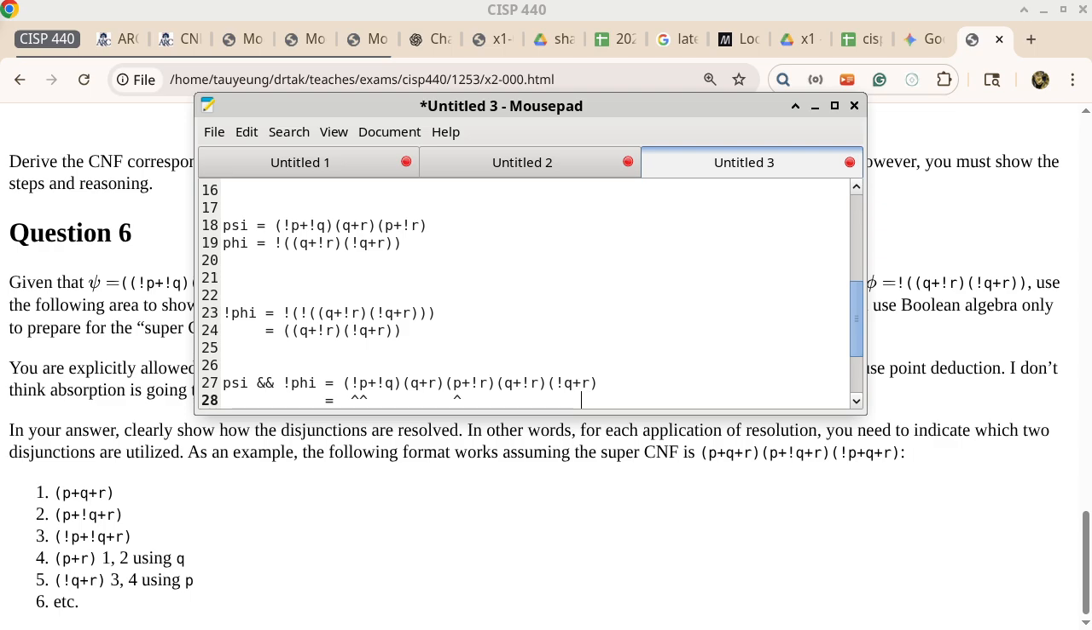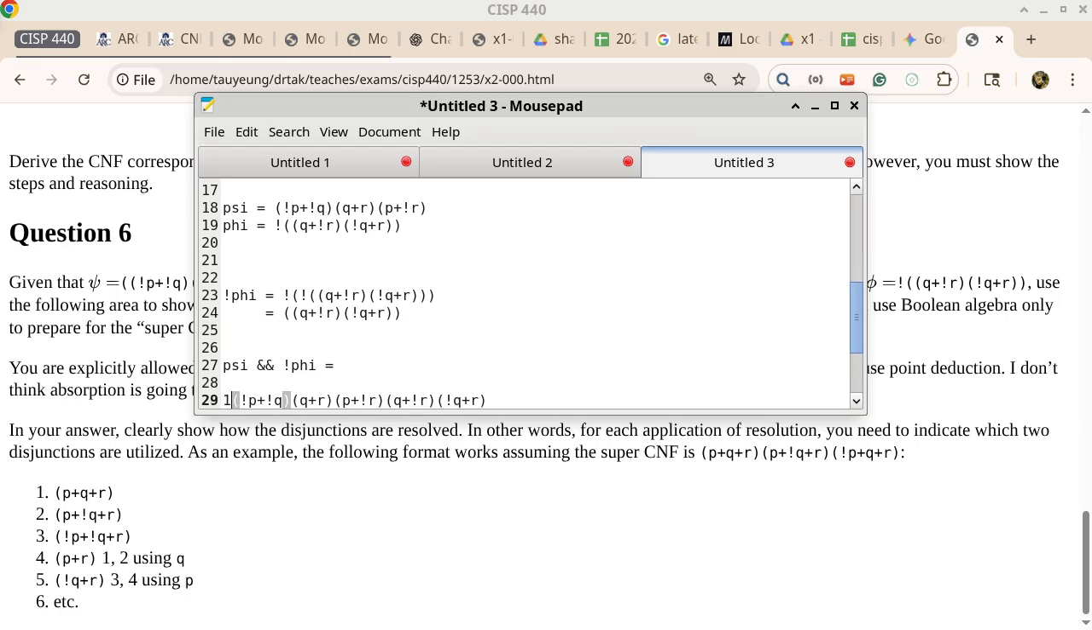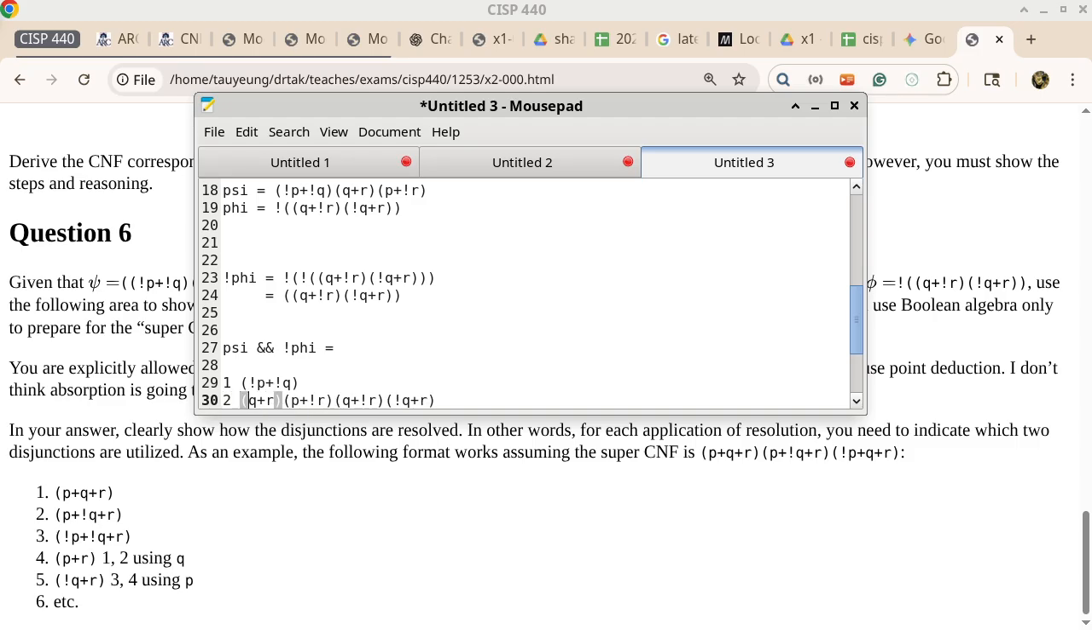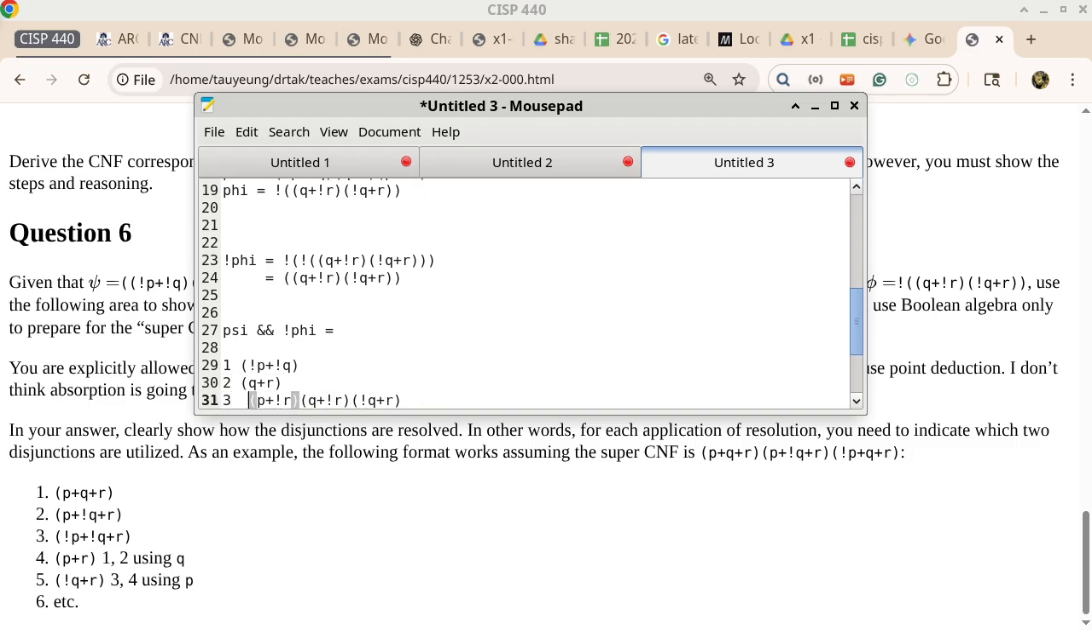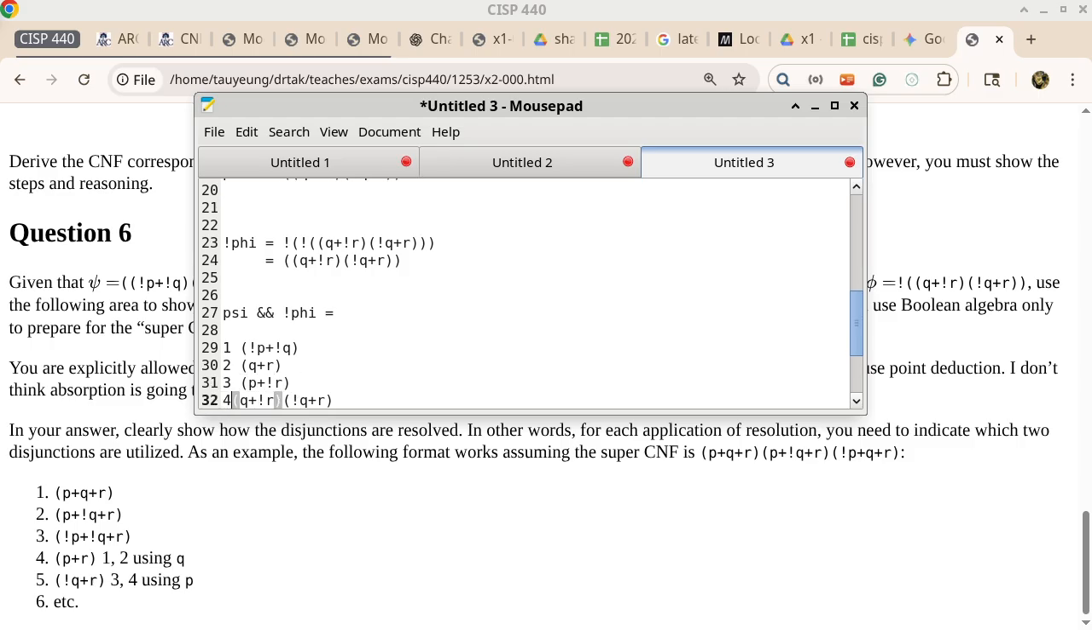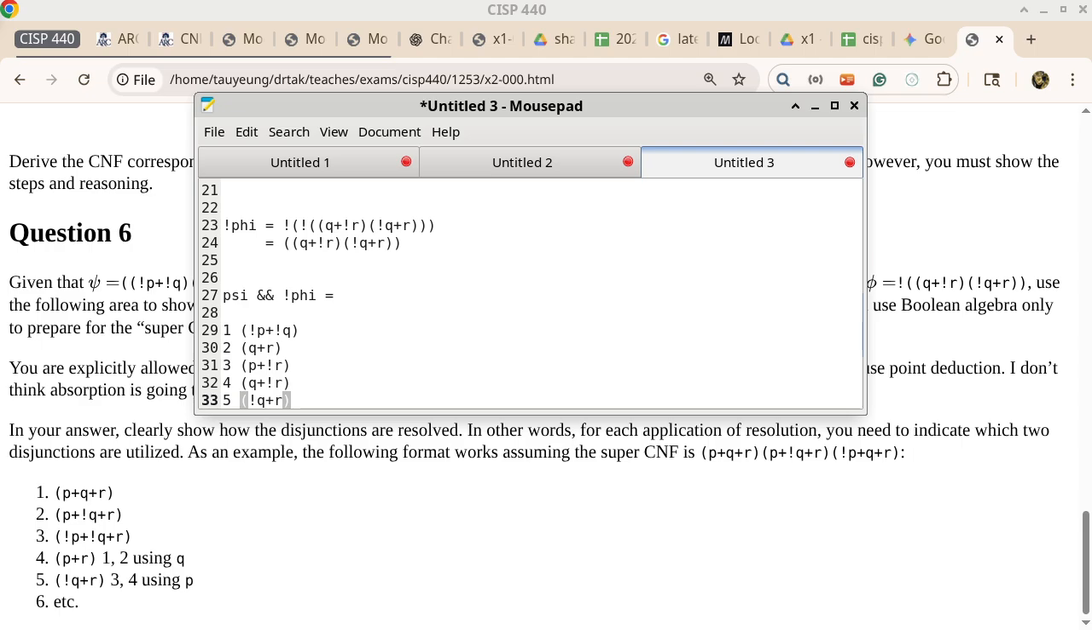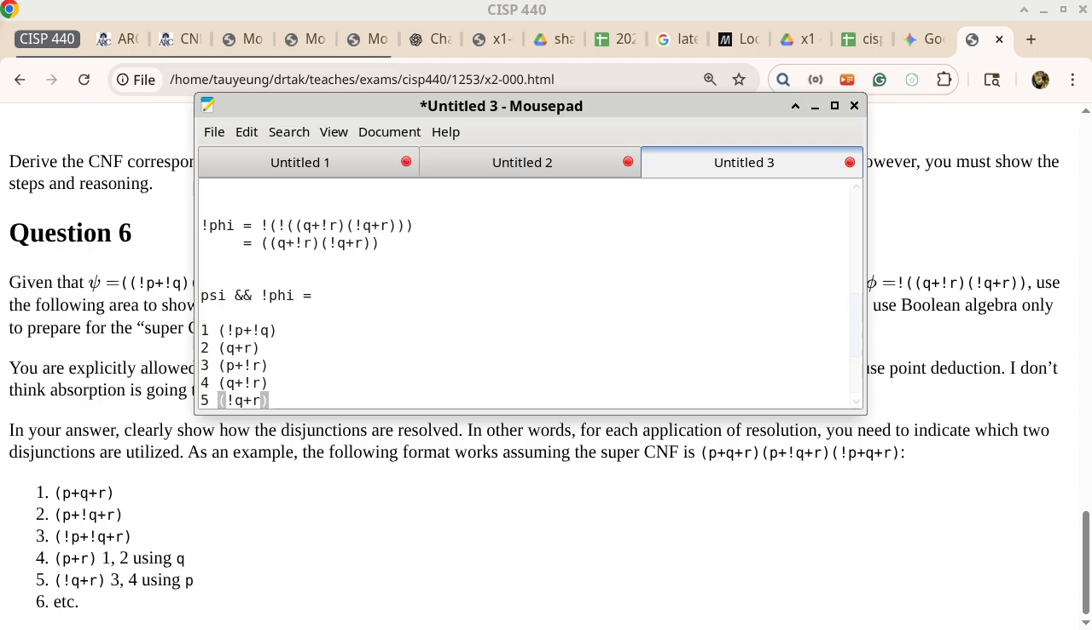Because this one is longer, instead of spreading horizontally, I'm going to spread it vertically. I'm labeling all of these as 1, 2, 3, 4, 5, and then it's easy to identify which one is being resolved with which other one. So this is 4 and this is 5. Then I will turn off line numbers because it is making things a little bit more confusing.